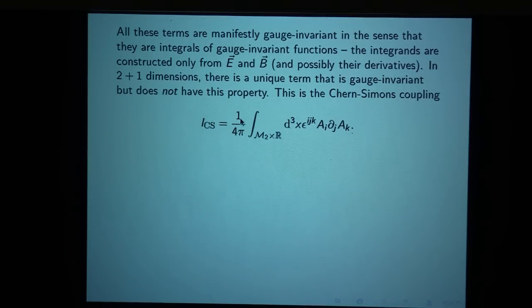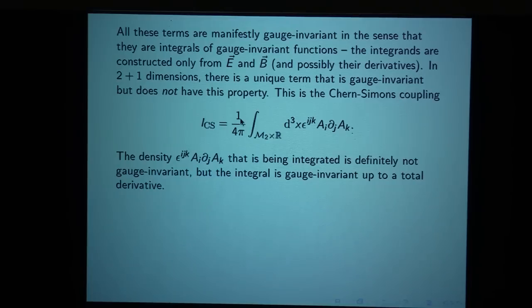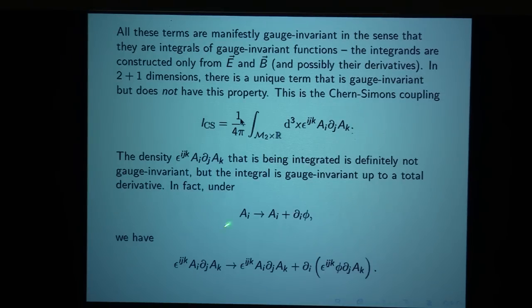Now, this is not manifestly gauge invariant, because it's not constructed just from electric and magnetic fields, and in fact, the integrand is not gauge invariant. You can ask what happens to the integrand under a gauge transformation, and you'll find that the integrand under a gauge transformation changes by a total derivative. So we make a gauge transformation that involves the derivative of a scalar to A, and you see, because of the anti-symmetry in ijk, a gauge transformation of A_k doesn't change anything, but a gauge transformation of A_i does. And the extra term that's added is a total derivative.